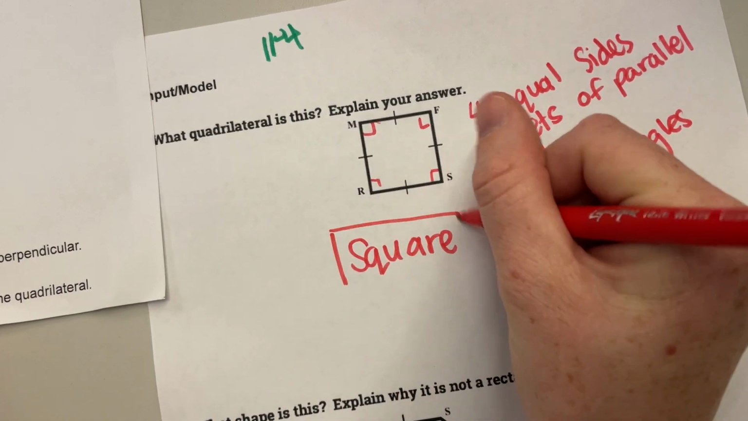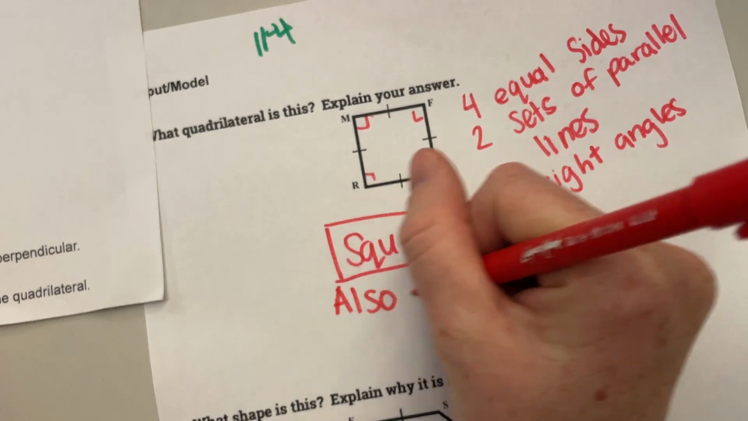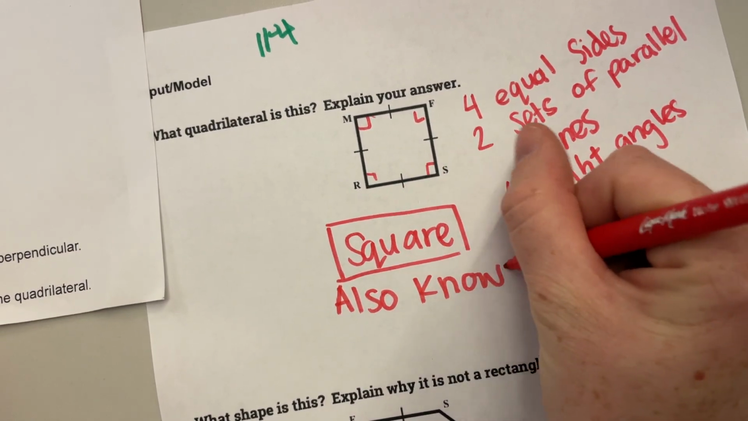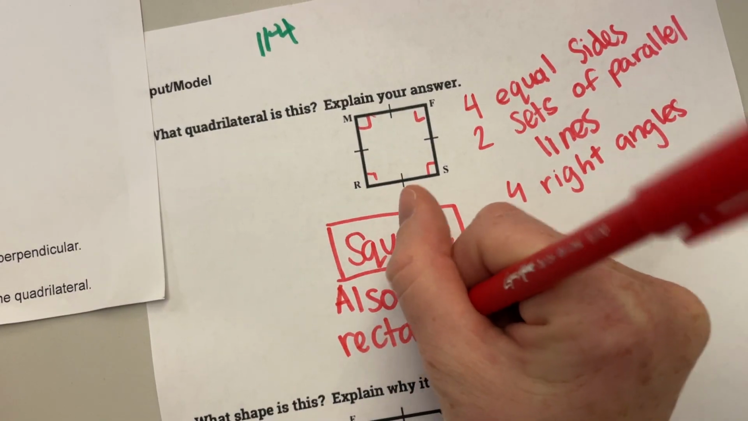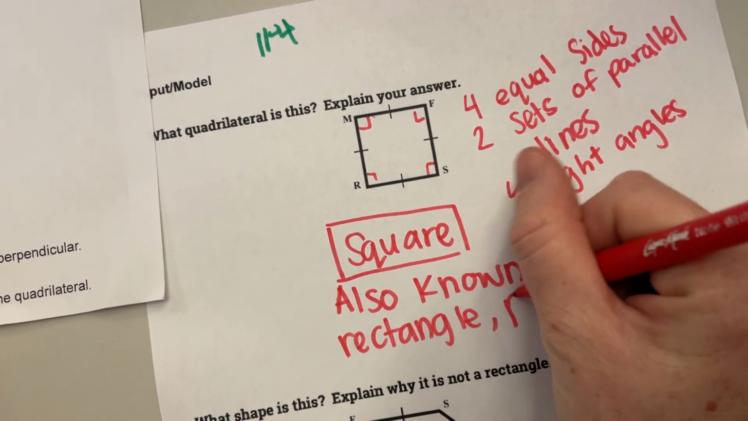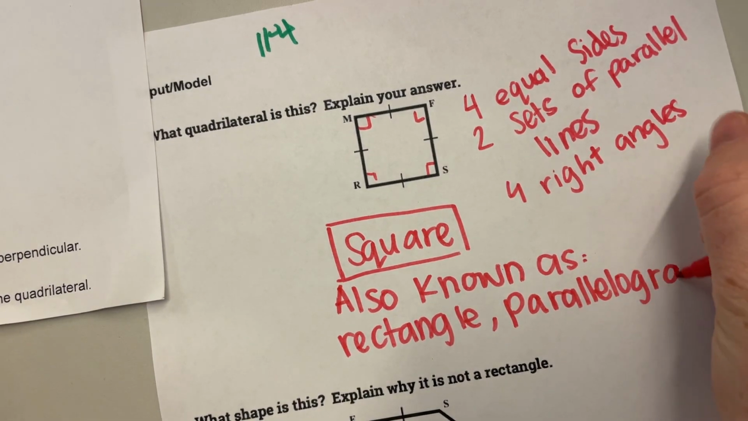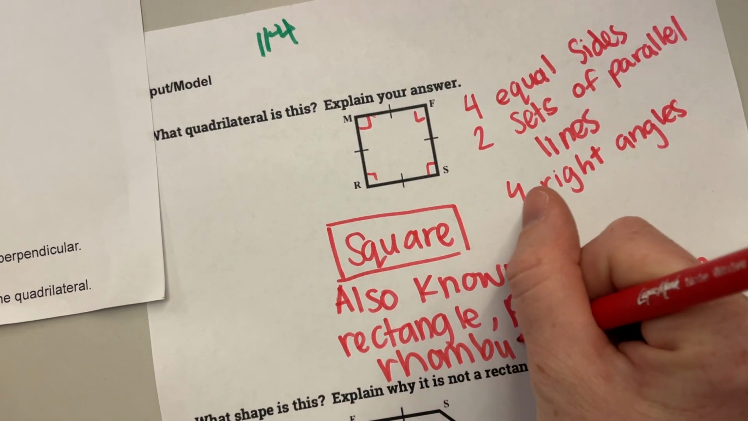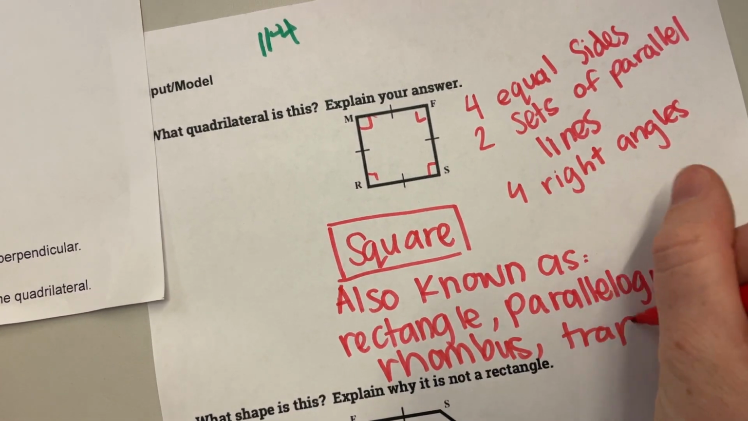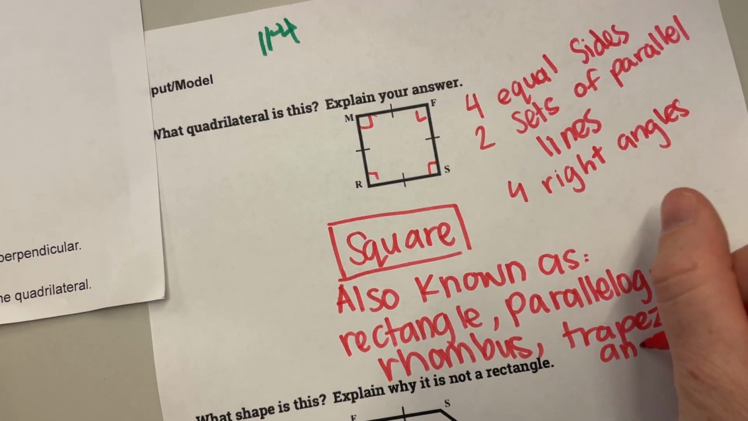I'm going to be boxing the most specific. I'm going to also say also known as rectangle, parallelogram, a rhombus, a trapezoid, and a quadrilateral.